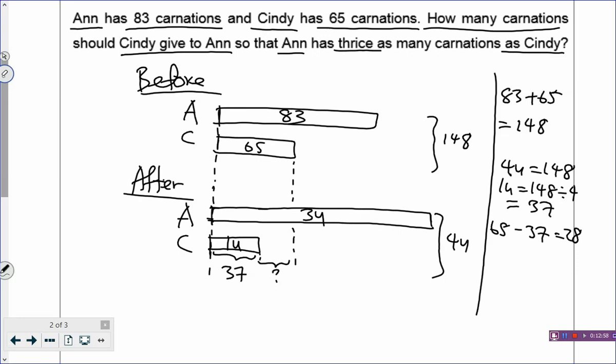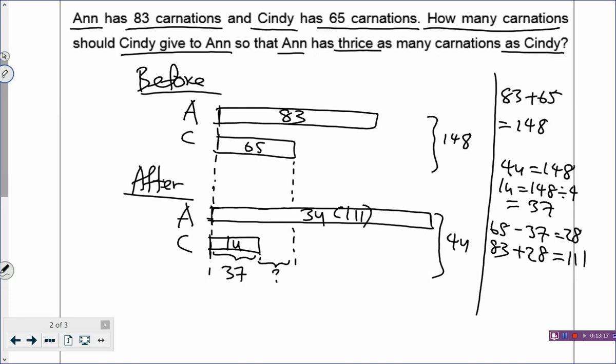Alright, it's quite easy. Now if 28 has been given to Anne, Anne has 83 at first. And then you plus 28. So how many will Anne have in the end? Anne will have 111. And you put that into your model. So Anne has 111 in the end.